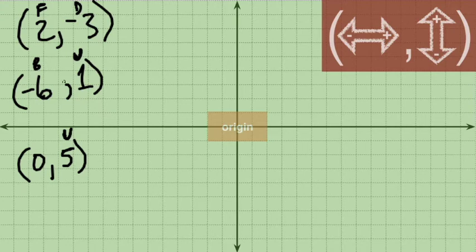So if I read this, start at the origin, go forward 2, down 3, I don't struggle to know which direction to go. Forward 2, down 3. Second point, backwards 6, up 1. Third point, don't move left or right, up 5.